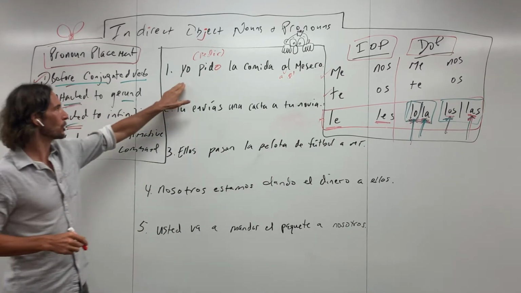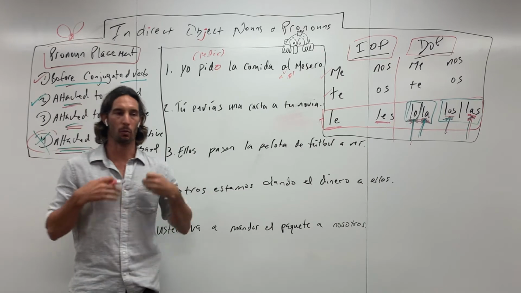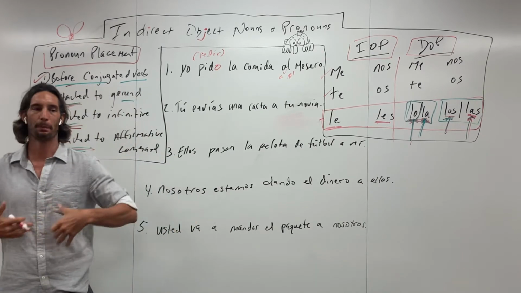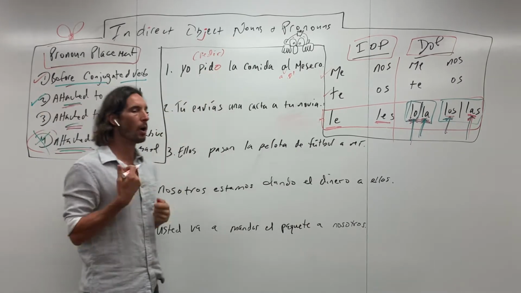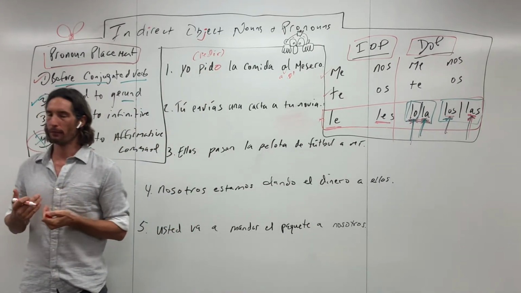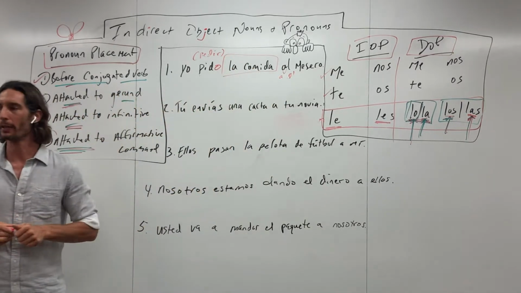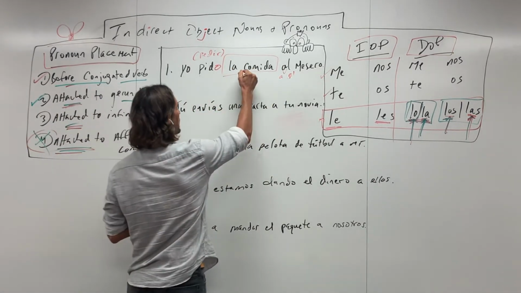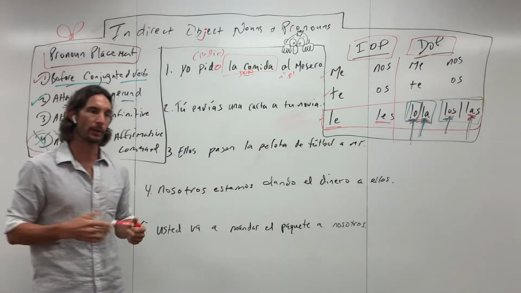Now, yo pido la comida al mesero. So again, ask yourself the question, what is the verb, right? The verb is pedir, order or ask for, or I order or I ask for. What are we ordering or asking for? Well, that's la comida. We're ordering la comida. So that is our direct object noun. It is what is directly receiving the action of the verb. And so that's our direct object noun.